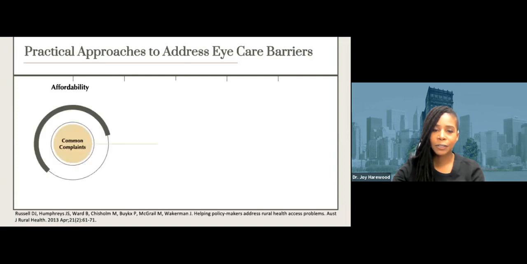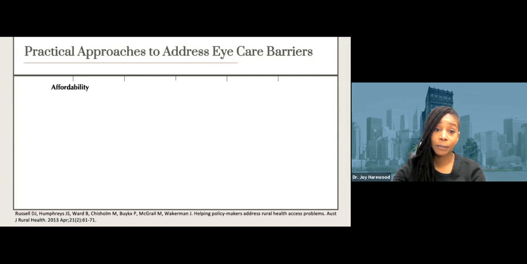So first things first, we'll talk about affordability. Now, as I said, the ACA did open up to make things much more affordable for a lot of different people. But there are other people who don't necessarily qualify for Obamacare or who are not able to access it because they may be undocumented or for any other reasons. So how do we take care of those patients?